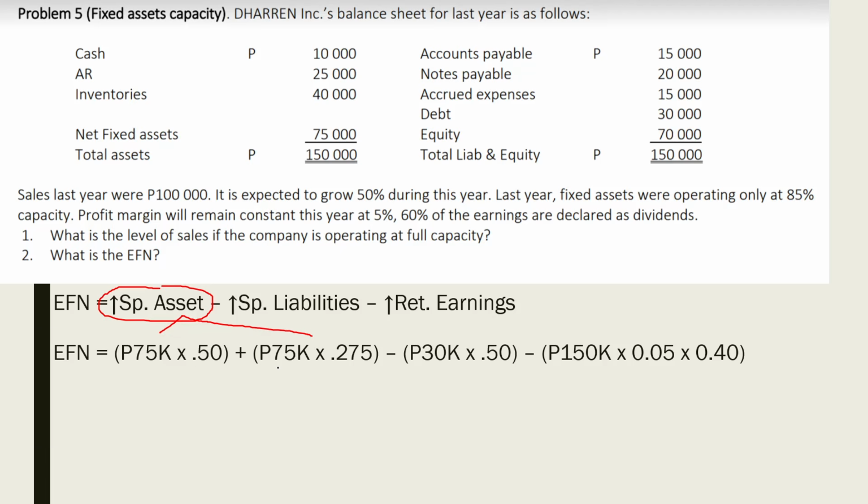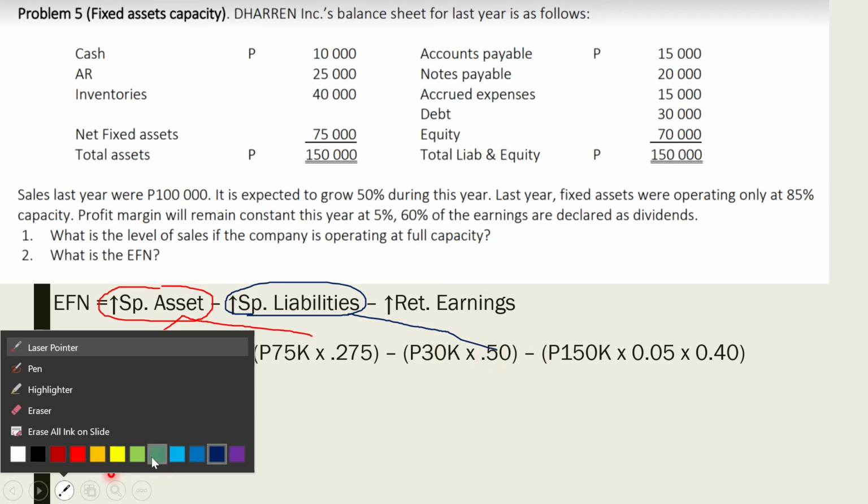Now, for your liabilities, the growth of your spontaneous liabilities is calculated from your spontaneous liabilities amount last year. That would be accounts payable, 15K. Notes payable is not spontaneous, as discussed last week. Accrued expenses are spontaneous. So 15K plus 15K. The debt is not spontaneous, because it won't automatically grow with your operations, with your sales. So you have 15K plus 15K. This is 30,000. This should grow by 50%.